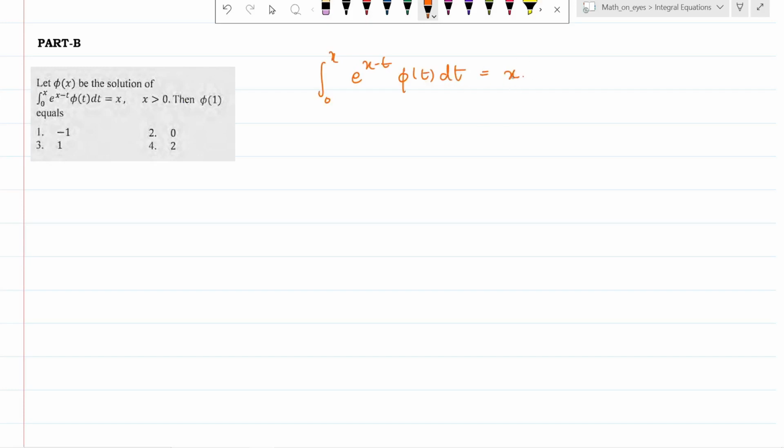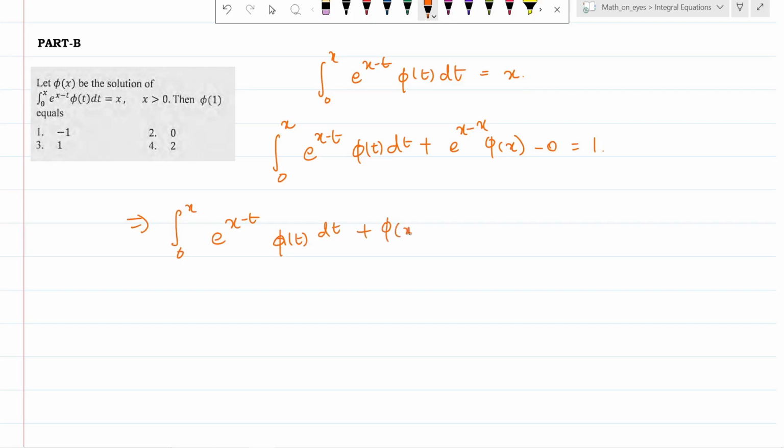So when you differentiate the RHS, it will be equal to 1. And when you differentiate the LHS, it will be integral 0 to x, differentiation of e to the power x minus t, that will give you e to the power x minus t, again with respect to x, into phi of t dt, and then plus differentiation of the upper limit is 1, and then substituting x wherever t is there, e to the power x minus x phi of x, lower limit is 0, so minus 0 into differentiation of x is 1. So this implies integral 0 to x e to the power x minus t into phi of t into dt plus phi of x is equal to 1.